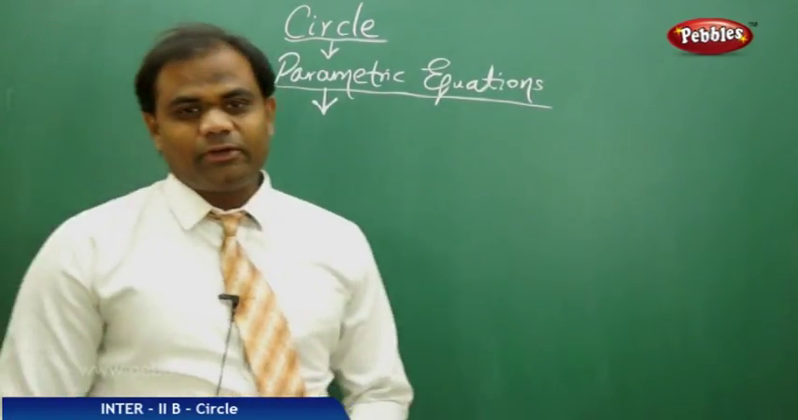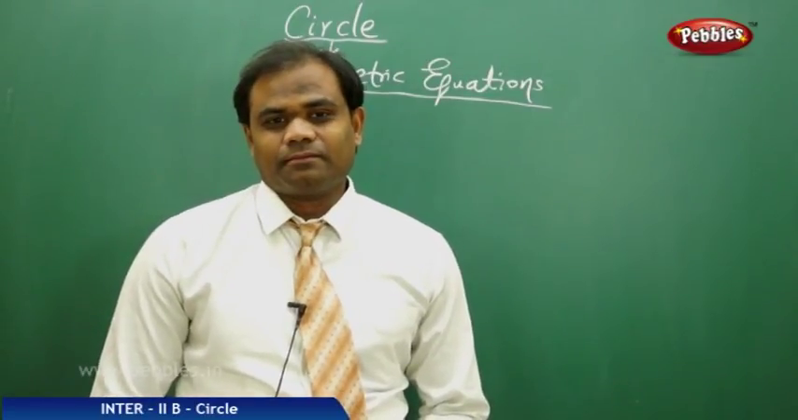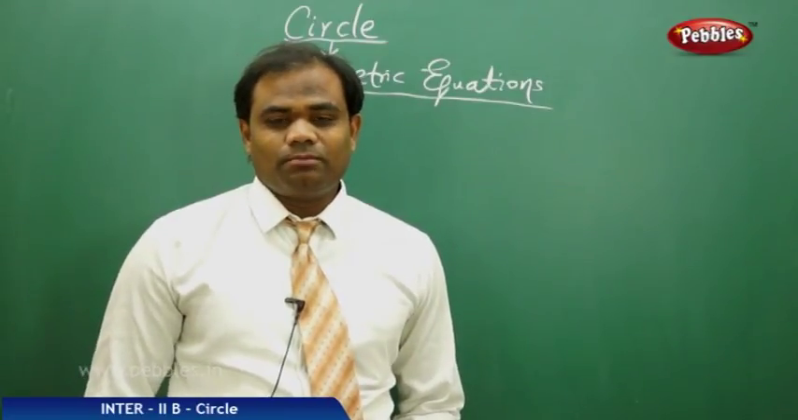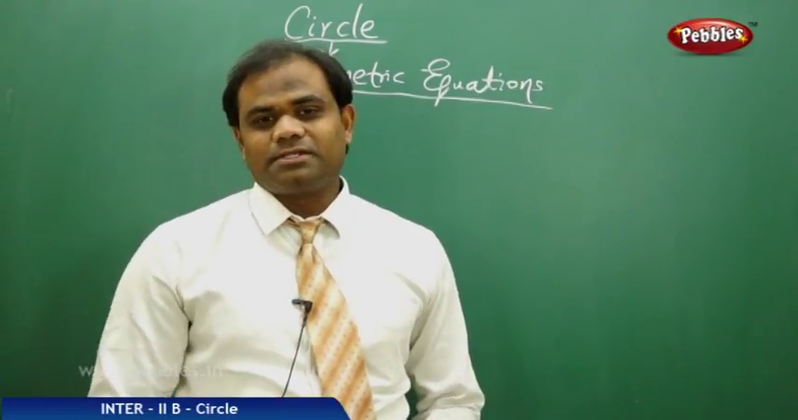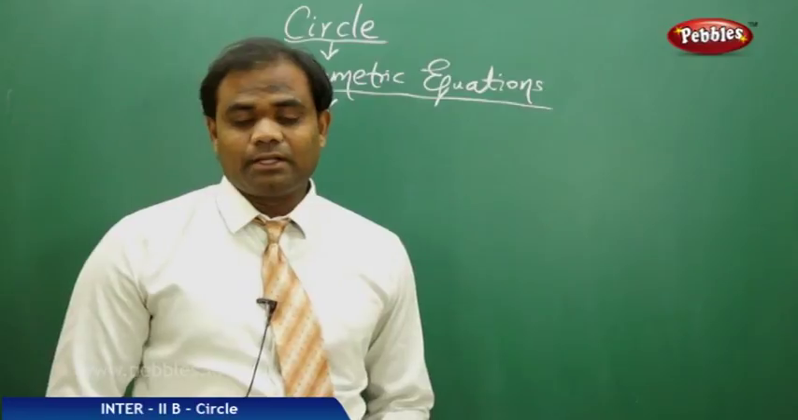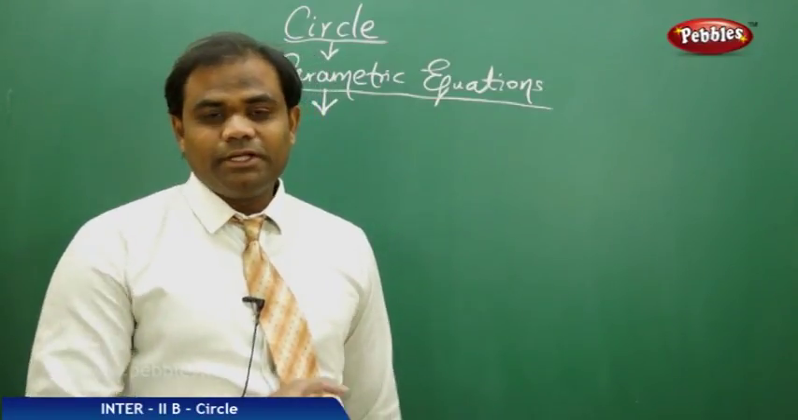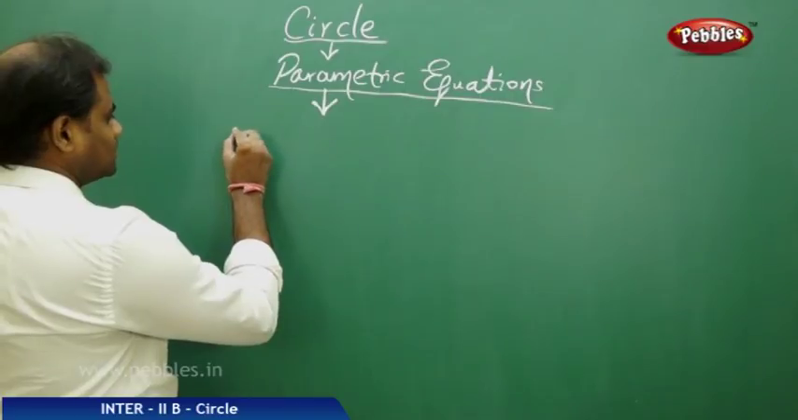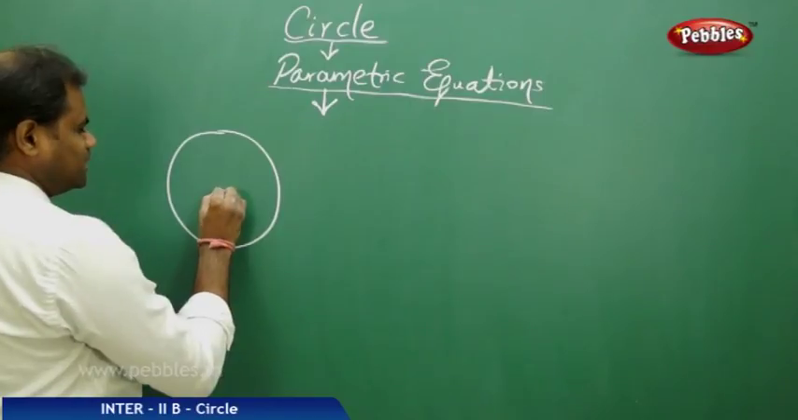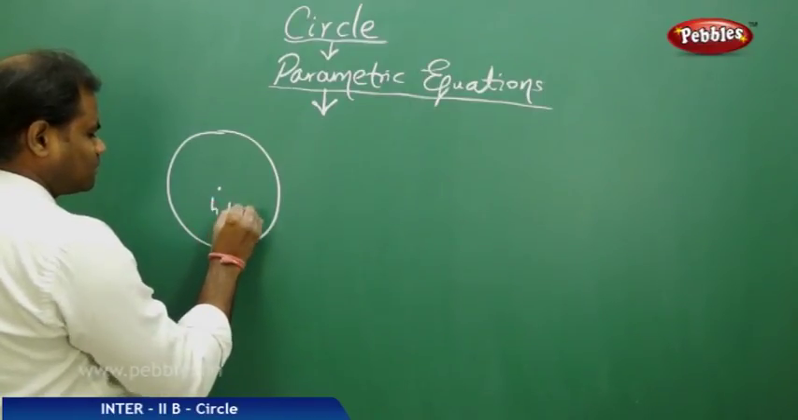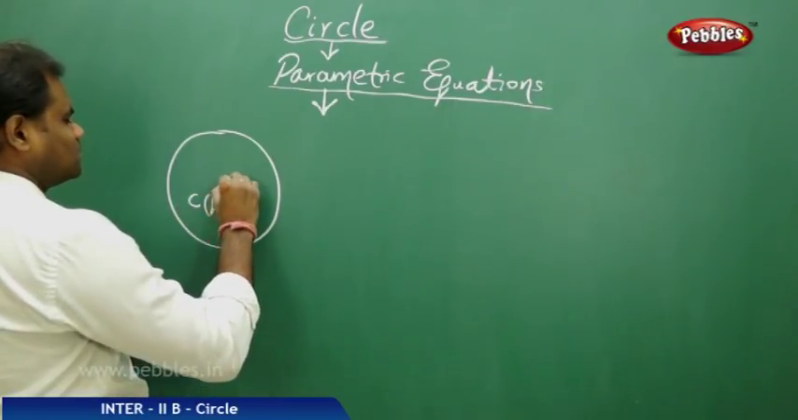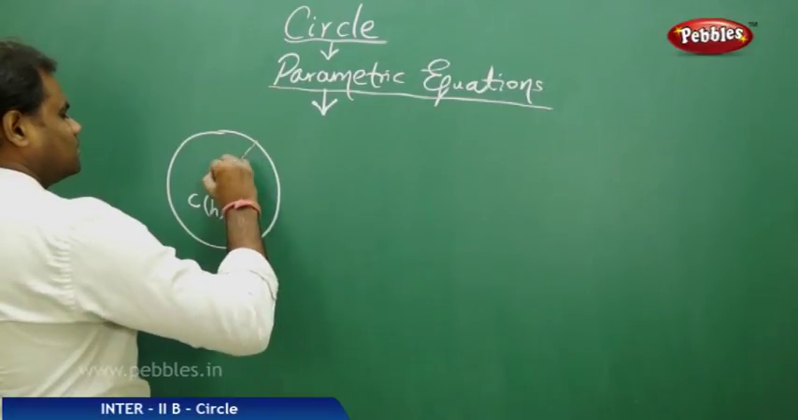Next is parametric equations of a circle. So what do we mean by parametric equations? Representing in the form of angle and radius is what is the parametric equation. So let's see how a circle can be represented in the parametric form. Initially, to start with, let's take a circle whose center is (h, k) and whose radius is r.